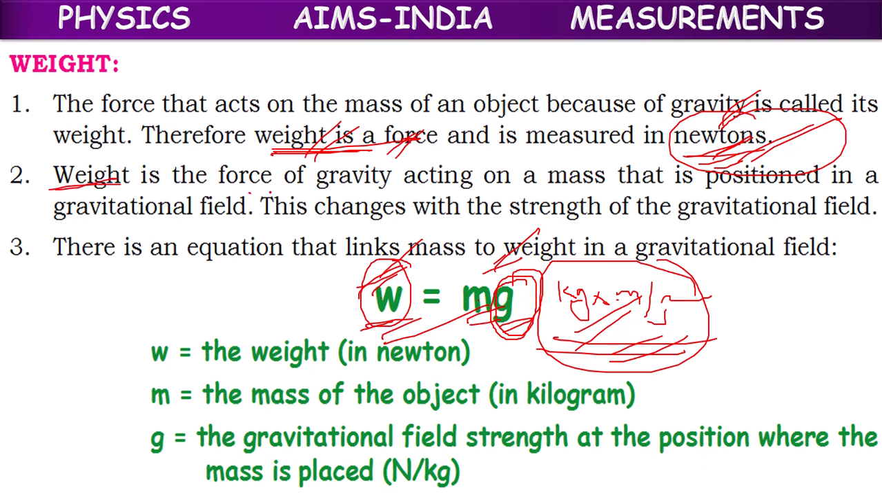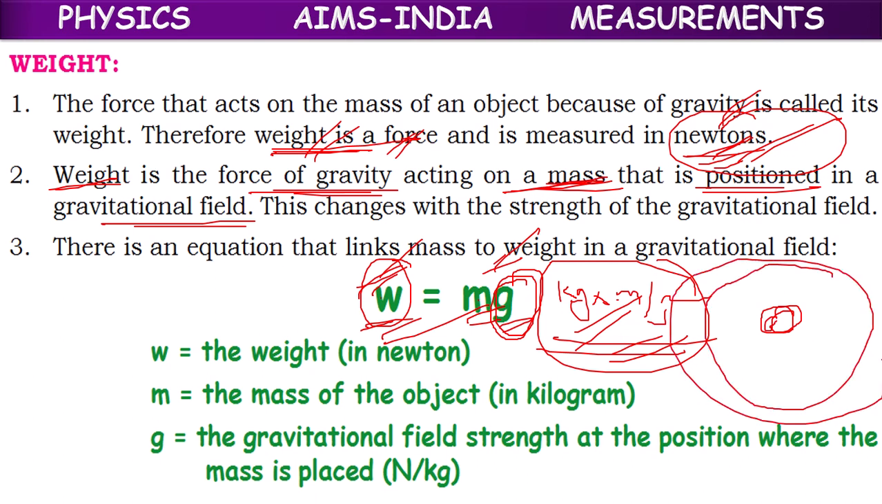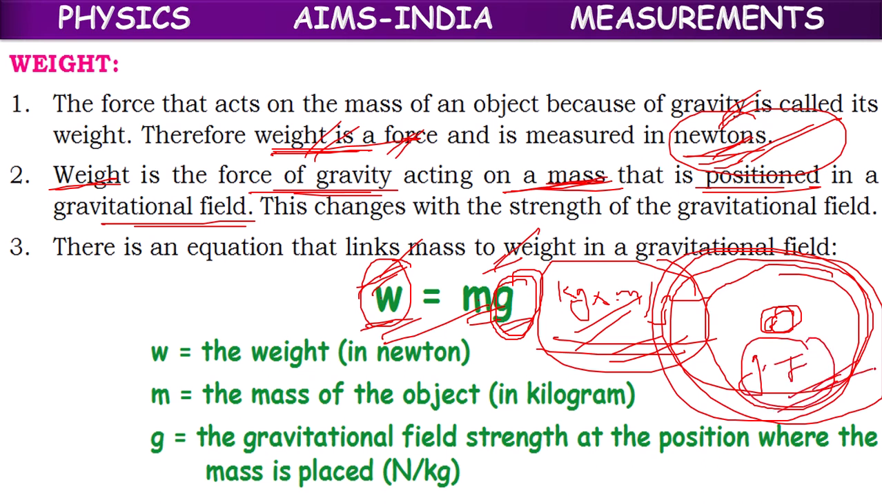So weight is the force of gravity acting on a mass that is positioned in the gravitational field. It means around the earth, in some space, gravitational force will work. That is called the gravitational field. In the gravitational field, the force of gravity works on the mass. This changes with the strength of the gravitational field. So the earth may have one kind of gravitational field.